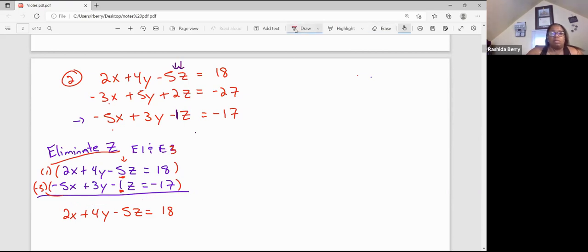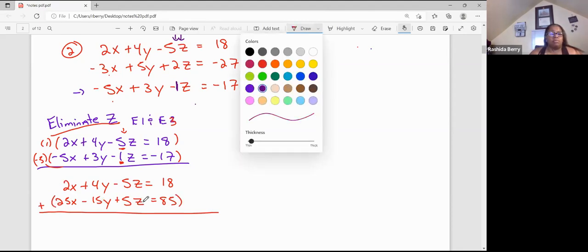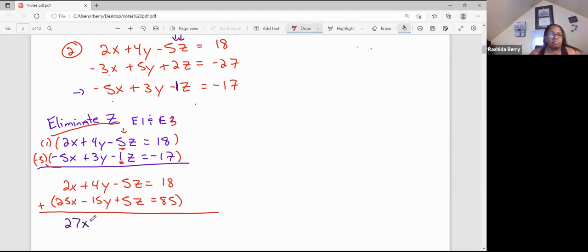All right, so I'm going to end up with 25x minus 15y plus 5z and plus 85. All right, again, they're opposites, so I know I can just add them up. So let's simplify that. When I simplify that, I end up with 27x minus 11y. The z's cancel, equals, that's going to be 103. All right, so this is my first equation with only two variables.